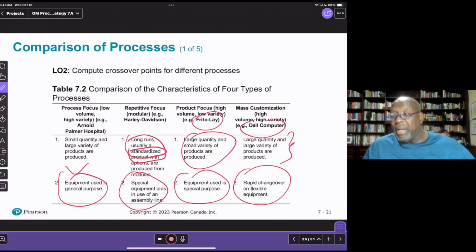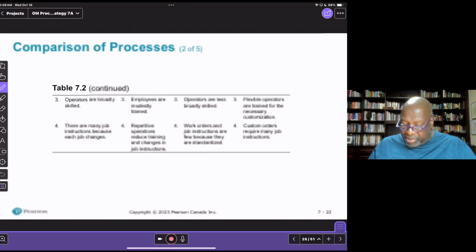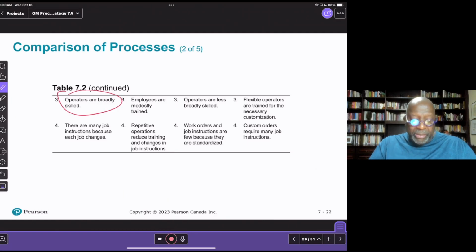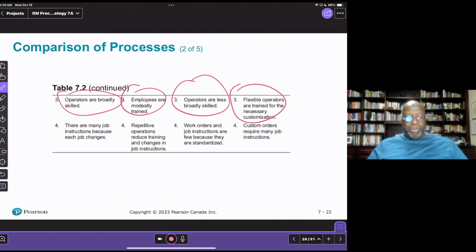So if you're mass customizing, and in my case I'm asking for black frames, round rims, according to my particular lens requirement, then somebody else wants green frames, square rims, the production process has to be able to accommodate that. So you're going to need some rapid changes. The operators are broadly skilled when you're talking about process focus. In repetitive focus, they're modestly trained, and in product focus, the operators are less trained. Now you need flexible operators who are trained for customization purposes, of course.